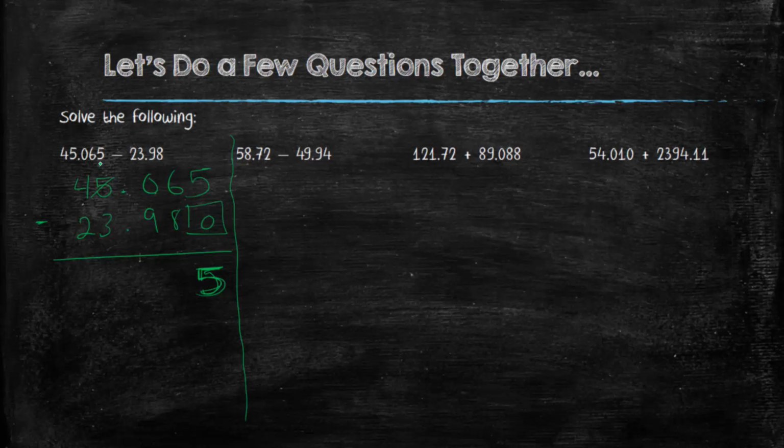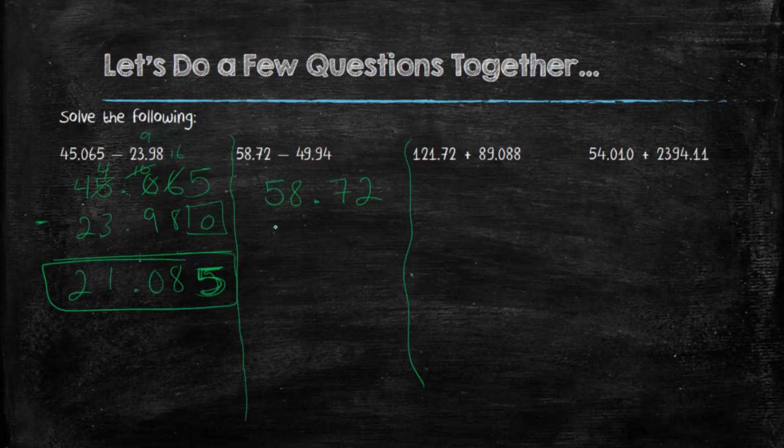So the 5 becomes a 4, and the 0 becomes a 10. Now the 6 can borrow from its neighbor, which is a 10. The 10 becomes a 9, and the 6 becomes a 16. 16 minus 8 is 8. 9 minus 9 is 0. 4 minus 3 is 1. 4 minus 2 is 2. Our answer is 21.085.